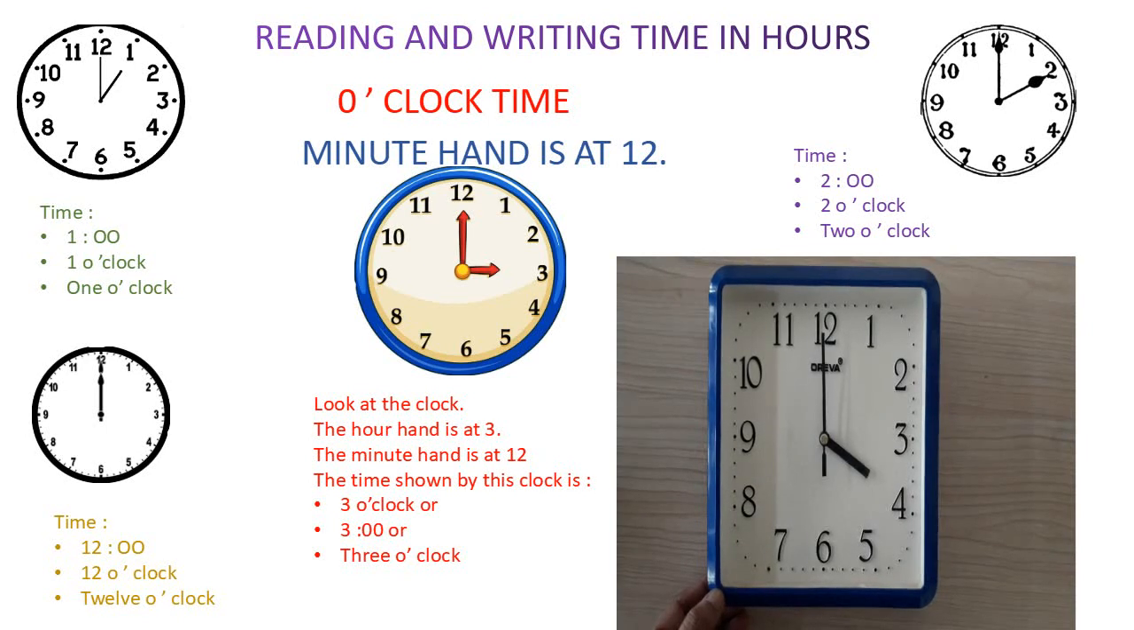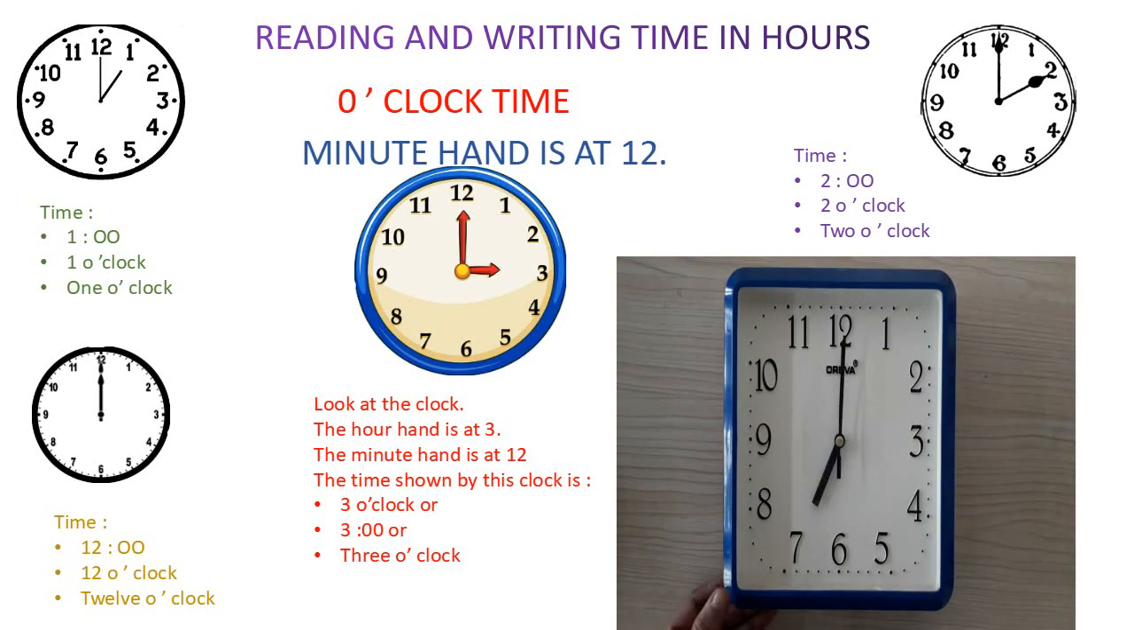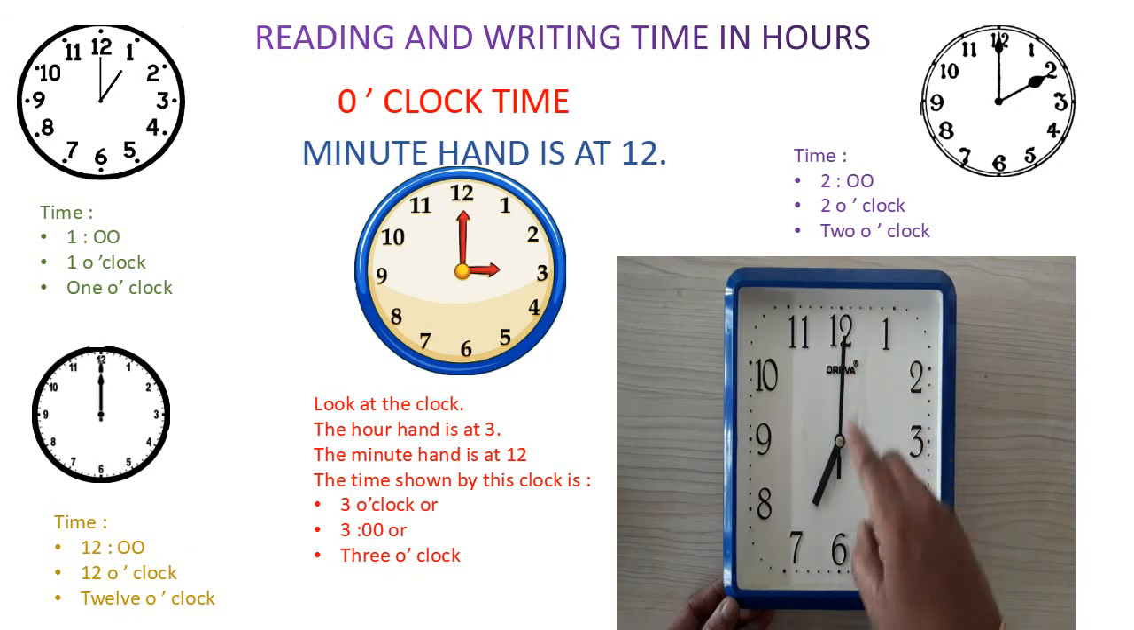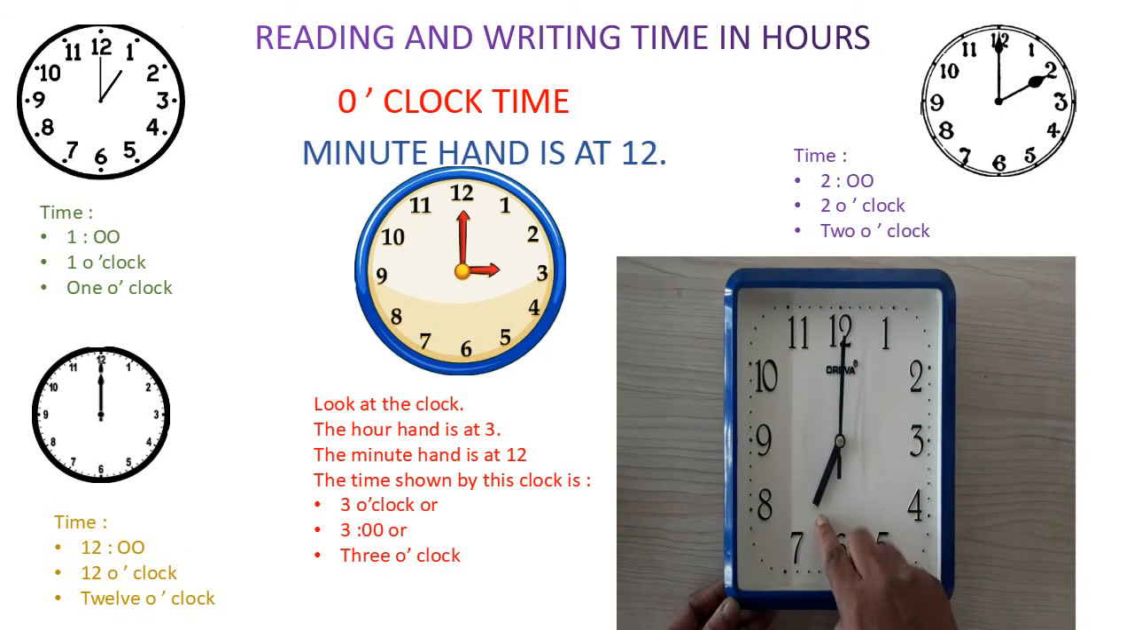Okay, now can you tell me this time? You can see that the minute hand is at 12, but the hour hand is pointing to 7. This is 7 o'clock. You can write it as 7 colon 00.